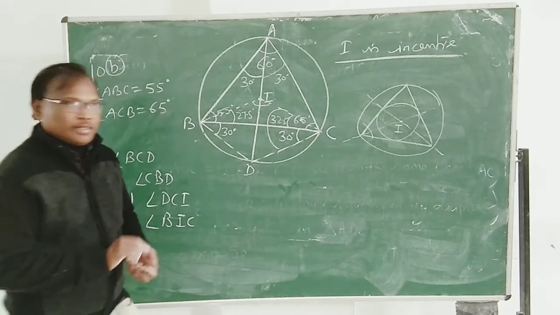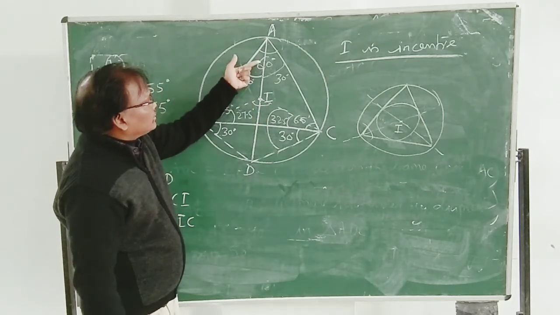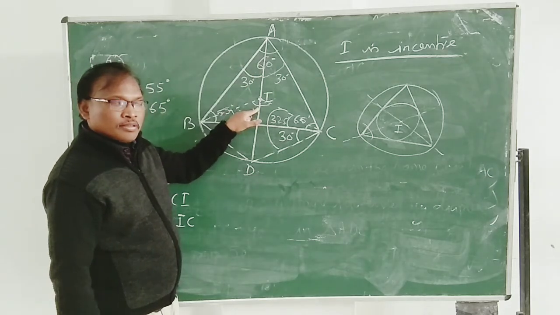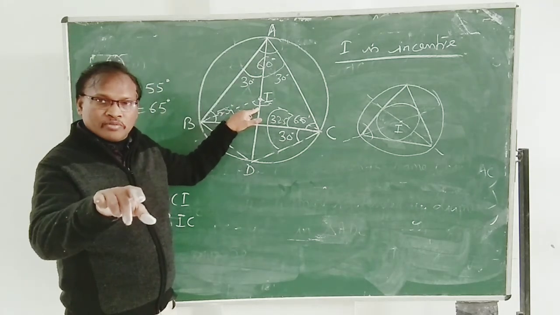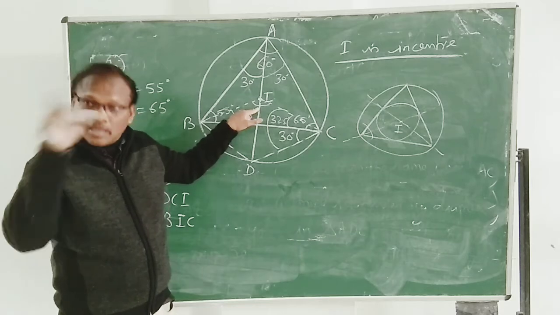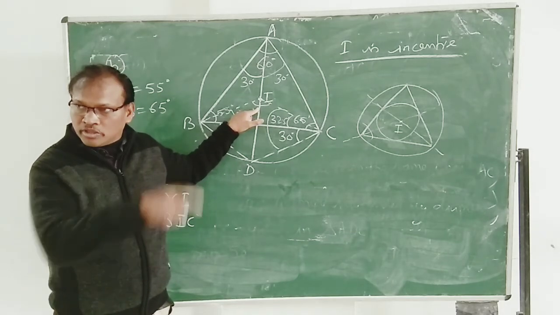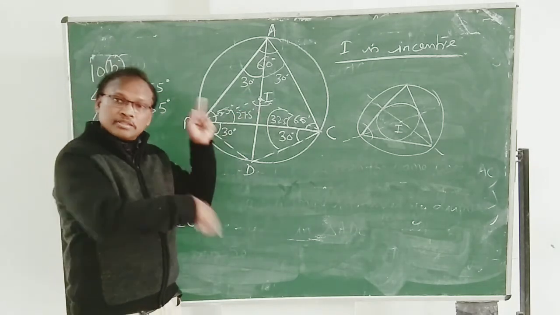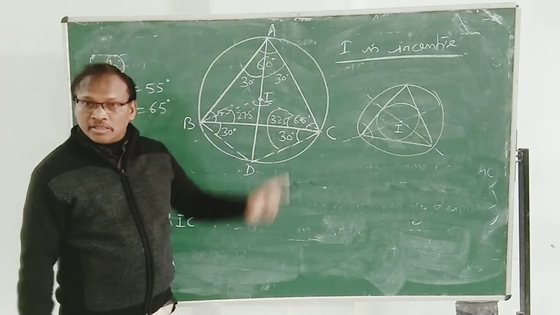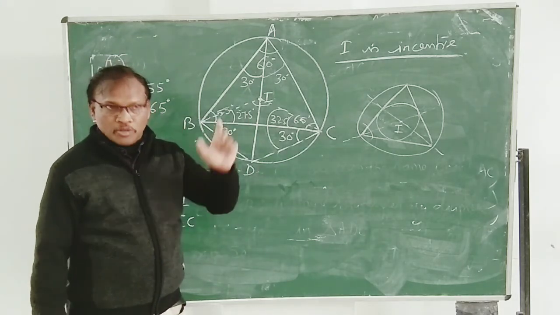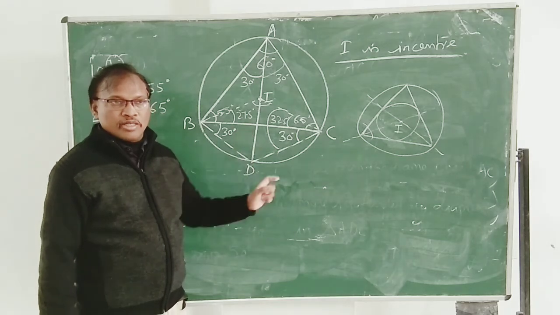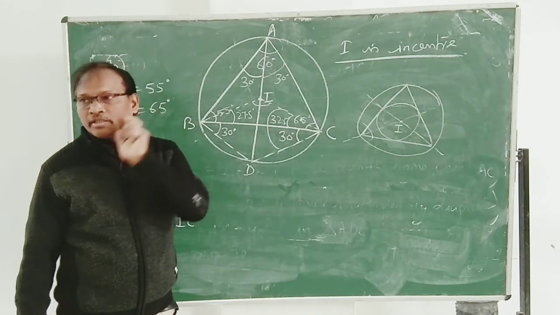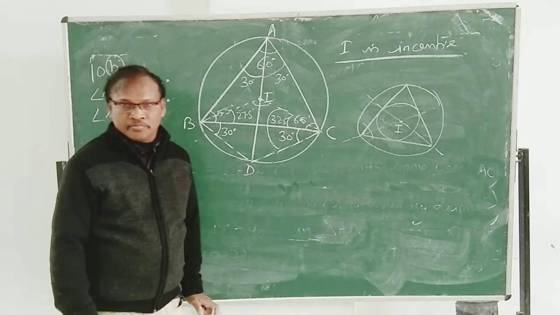You cannot say the angle I is just double of this. You cannot apply that theorem, angle at the center, because this is not the center of the circumcircle. This is the center of the incircle, which is hidden, not given. That is why you apply the incenter. Okay? Thank you.